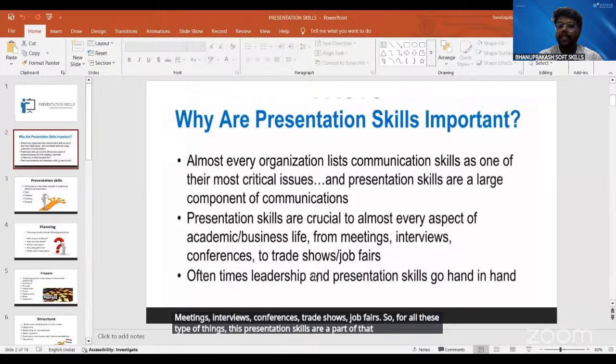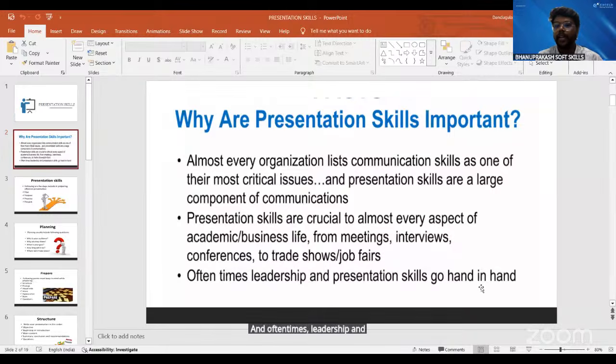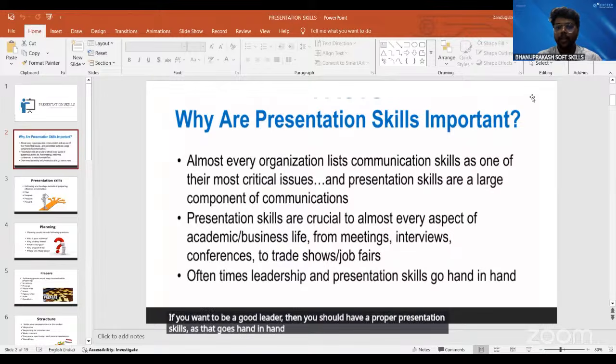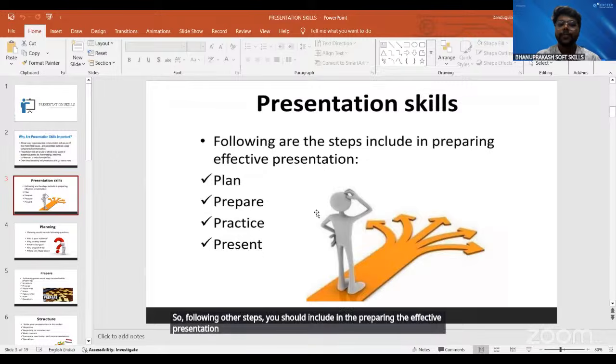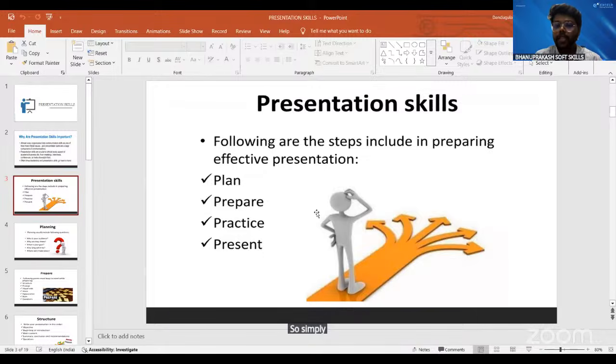Oftentimes leadership and presentation skills go hand in hand. If you want to be a good leader, then you should have proper presentation skills, as both are related to each other. So the following steps you should include in preparing an effective presentation. Simply follow the four P's: plan, prepare, practice, and present. You need to execute these four things properly while presenting.